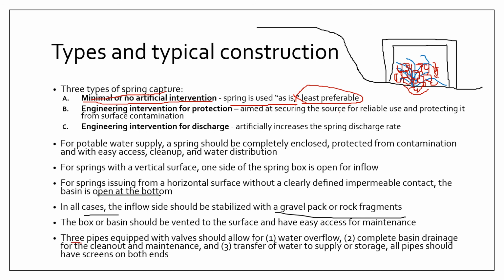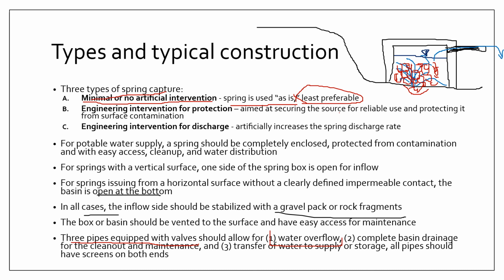Now, a spring box will also typically have three pipes. One pipe is for water overflow. All right, so if this is your spring box, this box will typically fill up with water. Okay. And in case of an overflow, there will always be an overflow pipe at the top part so that if the water rises, it can exit through the top overflow pipe.